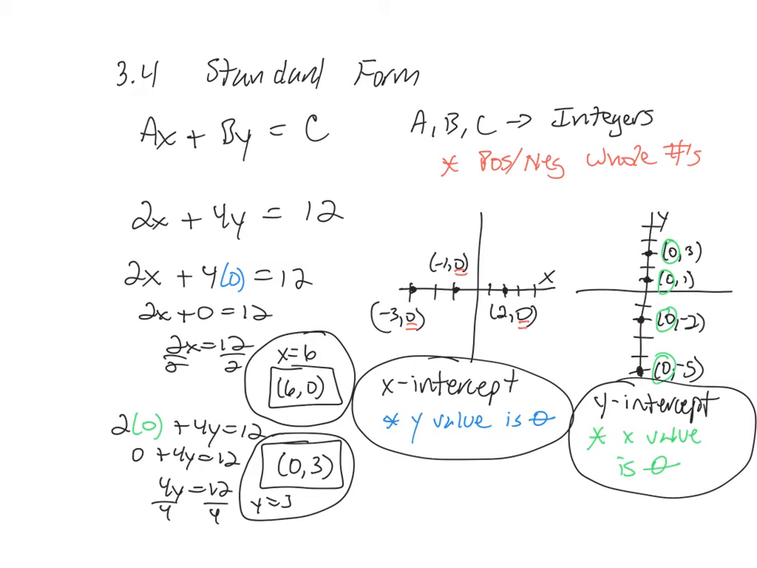Okay, but the big thing is do not combine them together. That's the most common mistake that I see, is where they say, oh, x is 6 and y is 3, and you write it as a coordinate like this. Okay, don't do that. That's not right. Okay, so just find the x and y intercepts. Plug in the numbers.